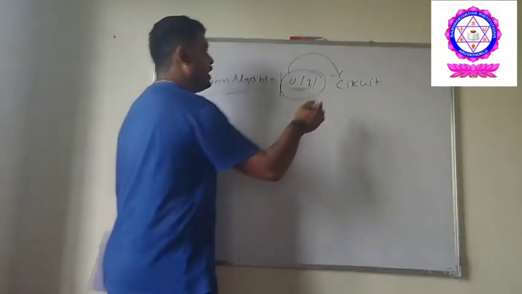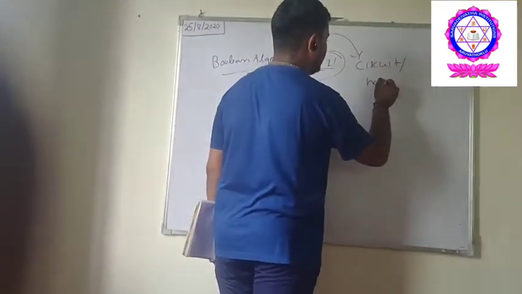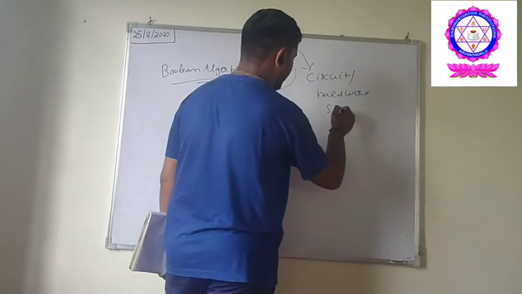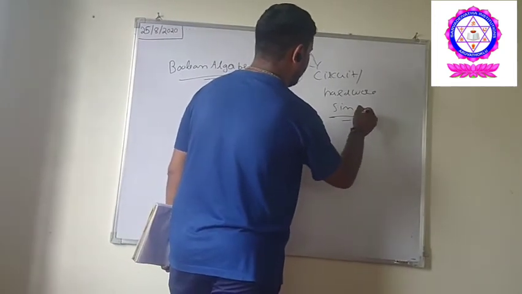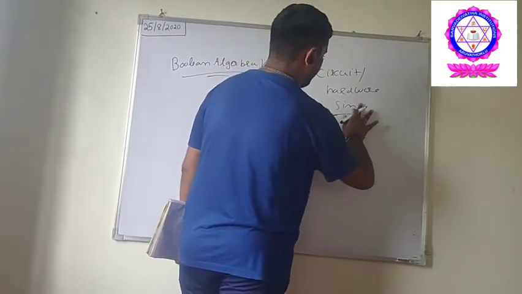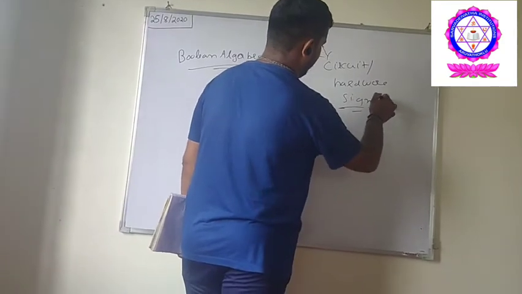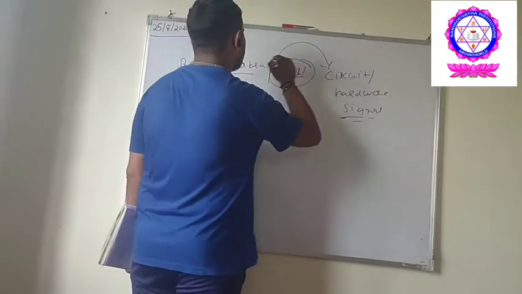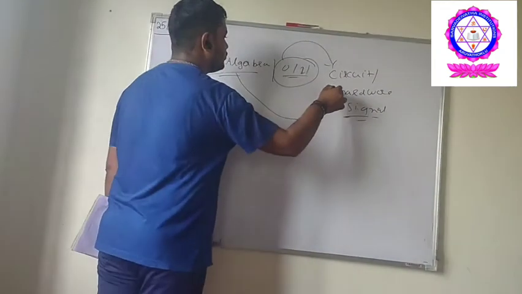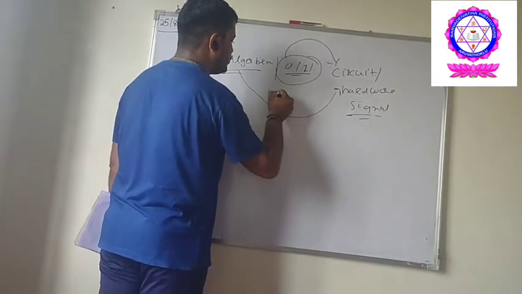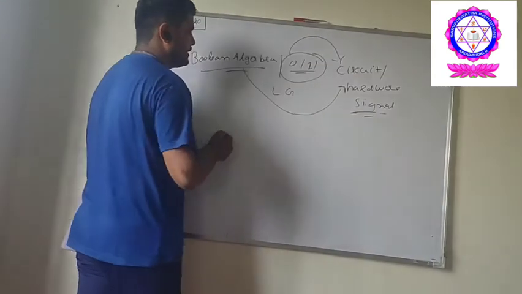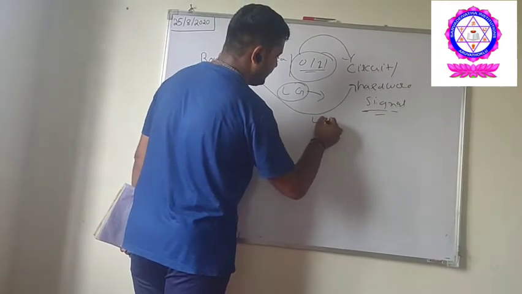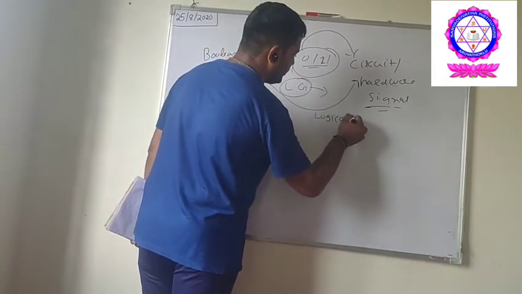So what is a circuit? A circuit can be either a hardware machine or a signal where data is going to be transferred. This transformation from a Boolean algebra to a circuit is done by logical gates. This logical gate circuit formation is known as a logical circuit.